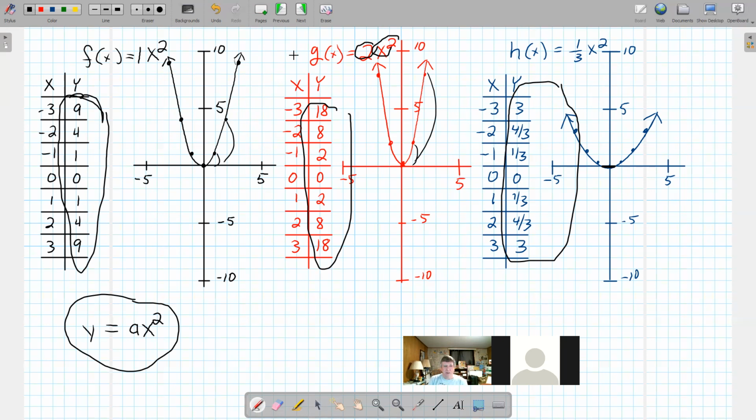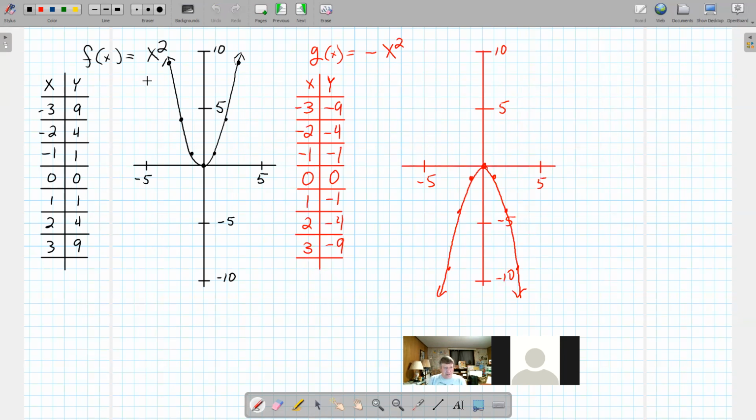So if a is just a 1, it looks like this. If a gets larger than 1, it climbs faster. If a is less than 1, it climbs slower. Questions on that? All right.